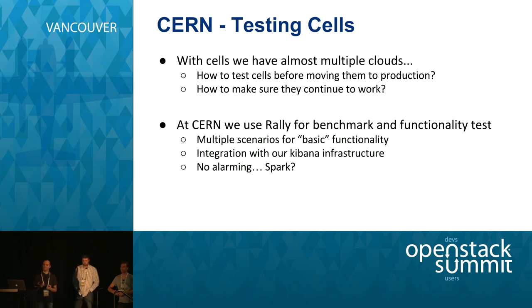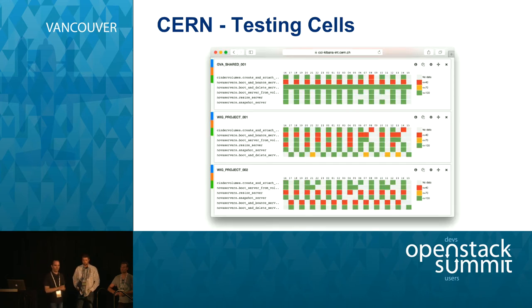We integrated all of this with our Kibana infrastructure. The reason is that the UI that Rally provides doesn't give us a historical view of the running tests. You only see the iteration. So we integrated this with Kibana. For now, we don't have alarming, but it will be nice in the future to have some kind of notification if a test or scenario fails. We are looking to do this, and probably we will use Spark for it. This is one example of our integration with Rally and our Kibana infrastructure.